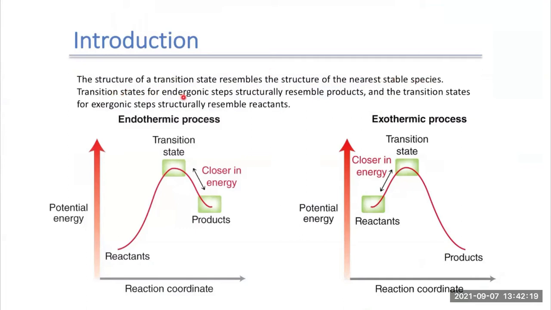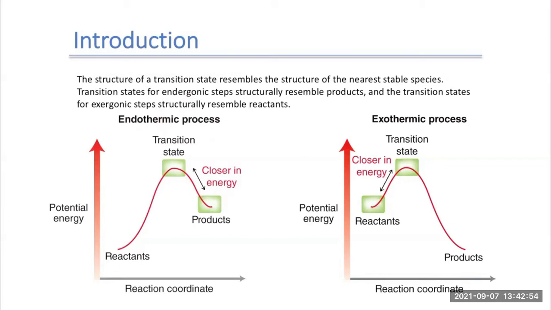So transition states for endergonic steps, the structure usually represents the products. And transition states for exergonic steps usually resemble the reactants. So our endergonic or endothermic ones usually resemble the products because the transition state is closer in energy to the product. For our exergonic or exothermic reactions, the transition state usually looks a lot closer to the reactants.